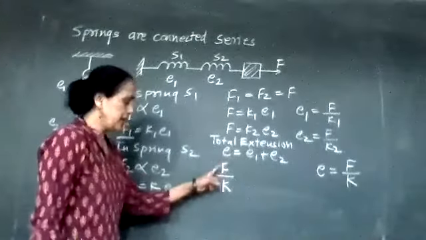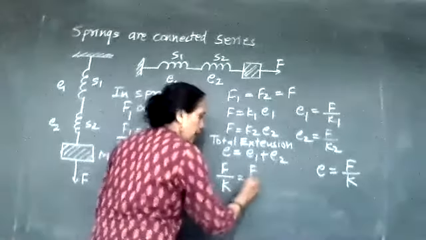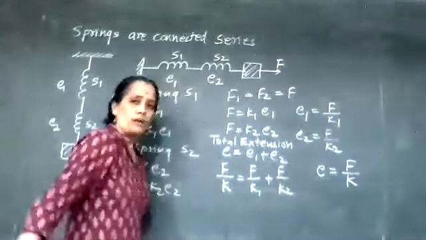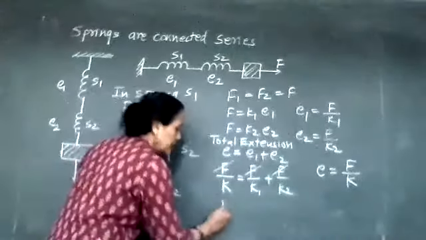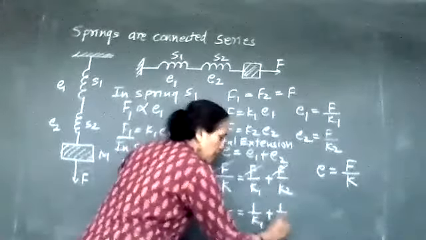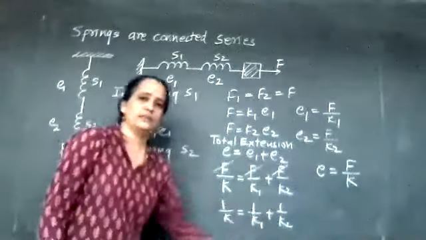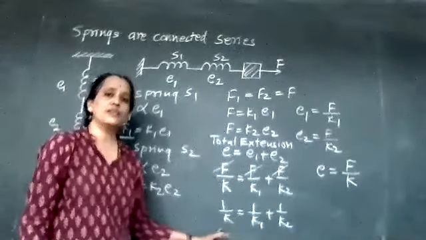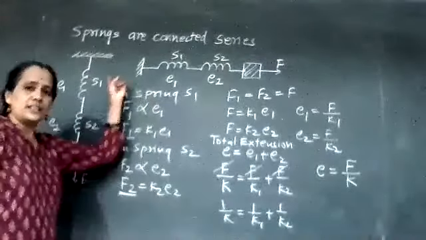So instead of E, I can write F upon K, which is equal to F upon K1 plus F upon K2. From both sides, this F factor gets cancelled. So what I get is 1 upon K is equal to 1 upon K1 plus 1 upon K2. This is the reciprocal of the resultant force constant when two springs are connected in series.